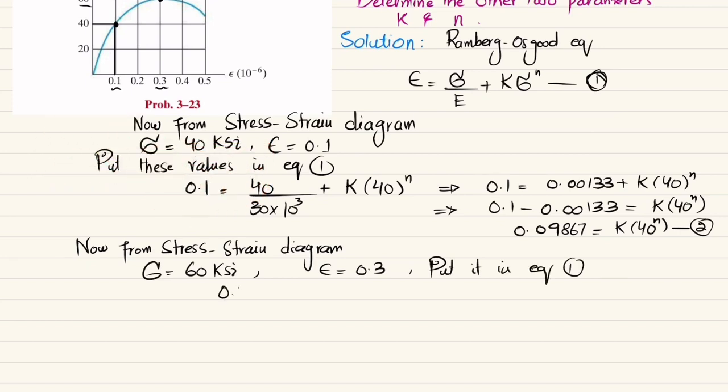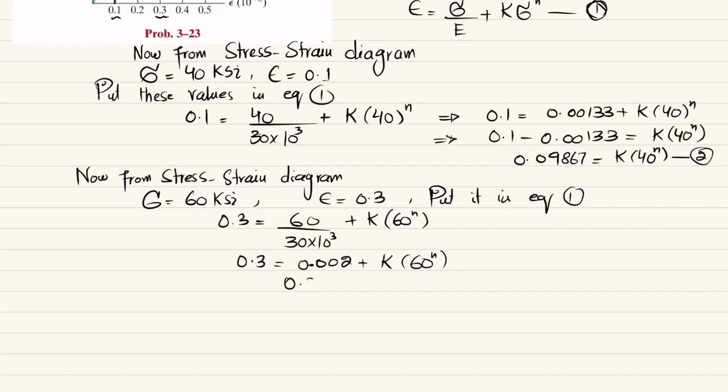When you put it, you will get 0.3 is equal to 60 divided by E, which is 30 into 10 raised to power 3, plus k into 60 power n. If you further simplify it, 0.3 is equal to 0.002 plus k into 60 power n. And we will get 0.3 minus 0.002 is equal to k into 60 power n. And this term will give you 0.298 is equal to k into 60 power n. This is your equation number 3.